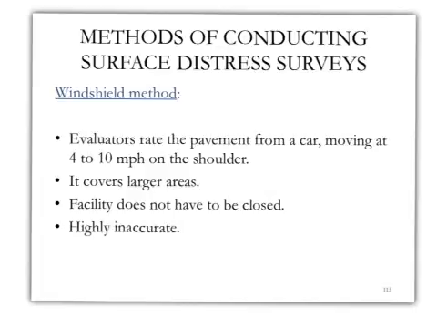Basically here the evaluators would rate the pavement from their own car. So the car will be moving on the shoulder at a very low speed, somewhere between 4 to 10 miles per hour, and by doing so eventually we're going to cover larger areas. And also the other advantage here is the facility doesn't have to be closed, but the drawback of using this methodology is that it's highly inaccurate, simply because you will not be able to grasp every single distress and the severity and extent of what you see in the field.